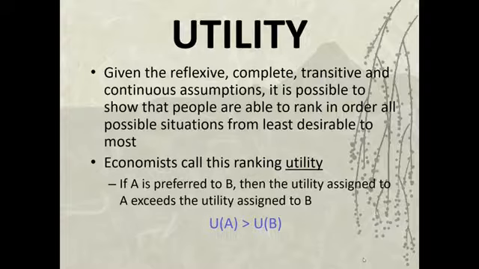Mathematically, or in a logical sense, we notate it as U of A is greater than U of B. That is, utility derived from A is greater than utility derived from B. In mathematics we use the greater than symbol, but in set theory the notation is slightly different: you say that A is as good as, or better but not equal to, B.